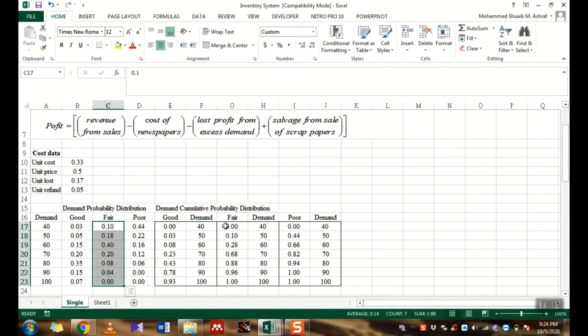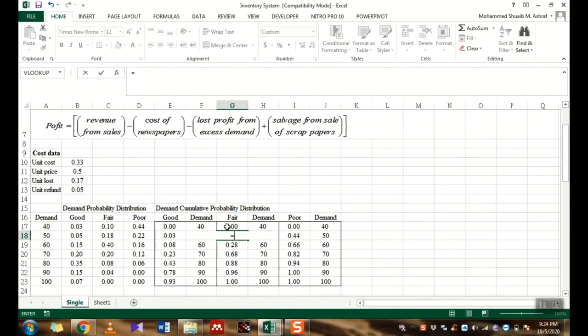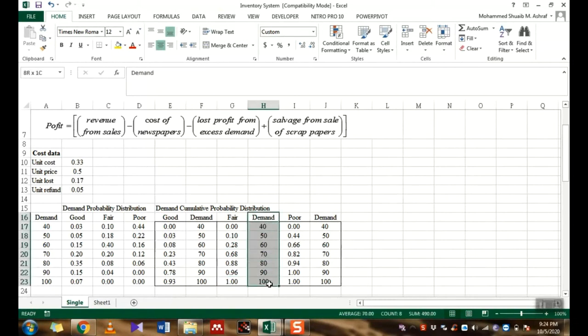Probabilities are given here. We will compute. We will begin with 0, and then this value plus this value, and so on. Probabilities are given and demand is given as here, same for poor.